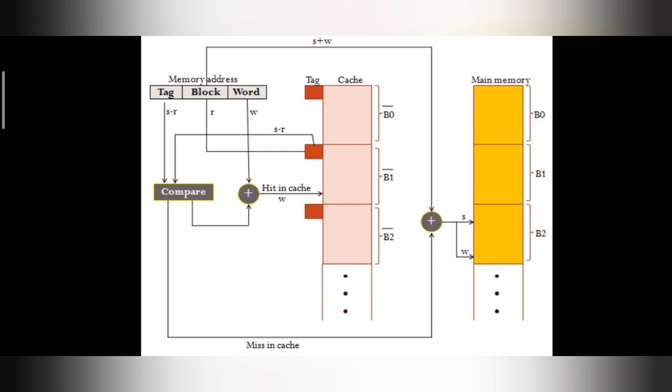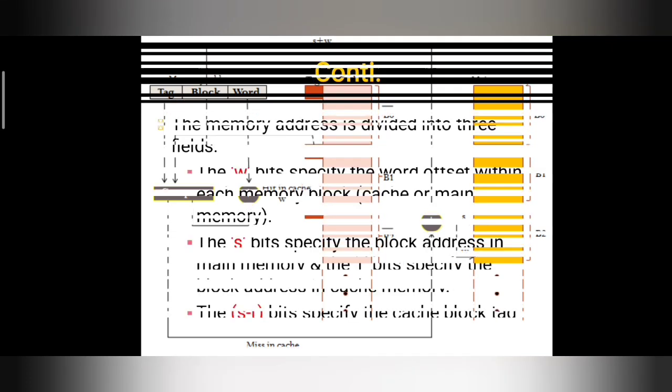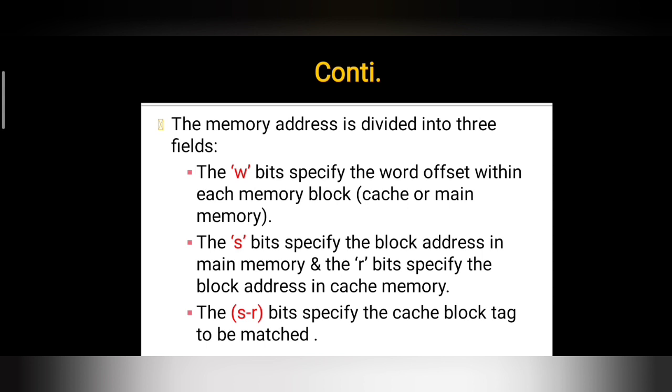But just in case there is a miss, in that case I am going to utilize my S plus W bits to read the data from the main memory, where my S bits are going to give me the block address in the main memory and W bits will specify the word offset or the word address within that block. Fine. So this is what I have explained to you all.